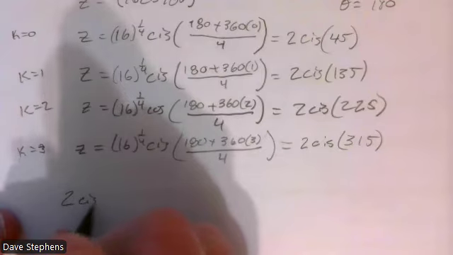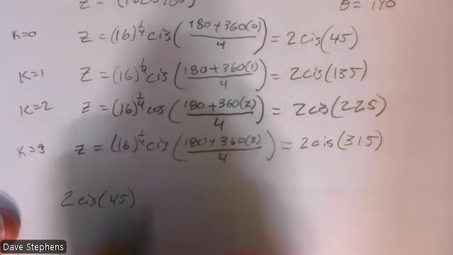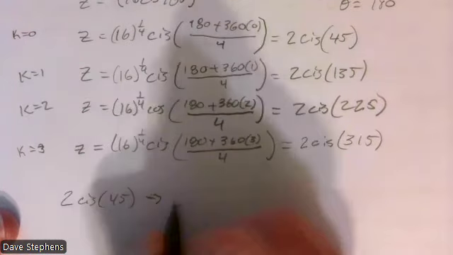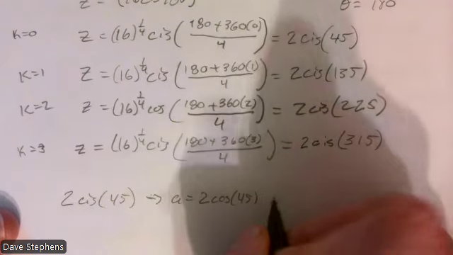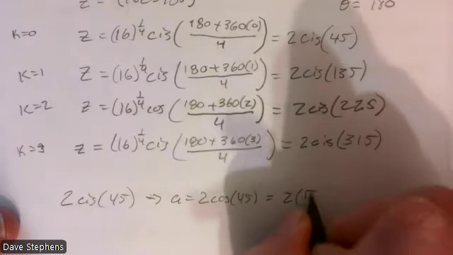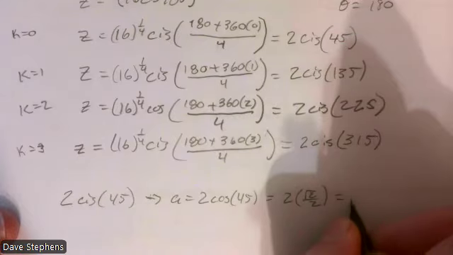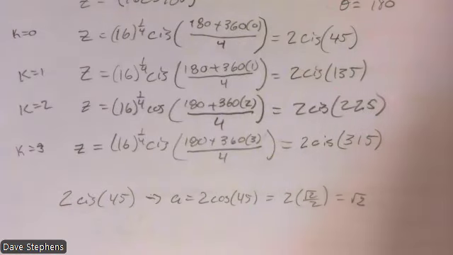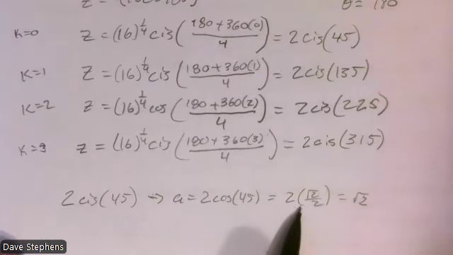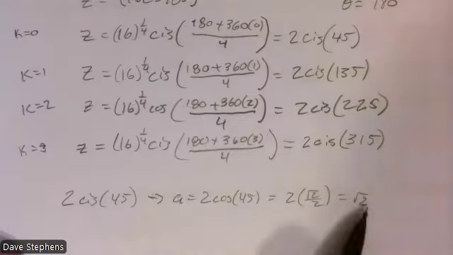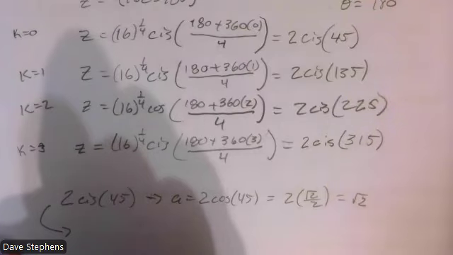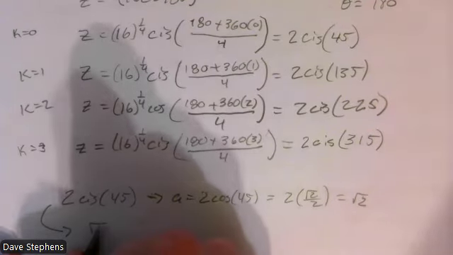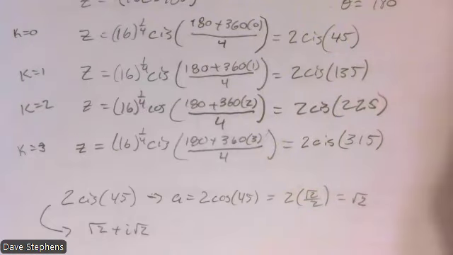So we have 2 CIS 45, which means that our a value is equal to 2 cosine of 45, which is 2 times root 2 over 2, which is root 2. Hey, that's not bad. And can we all agree that sine of 45 is going to do the same? So sine would be root 2. So that number in rectangular form would be root 2 plus i root 2.